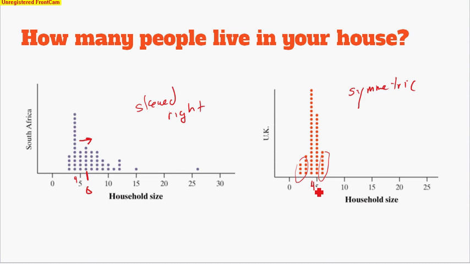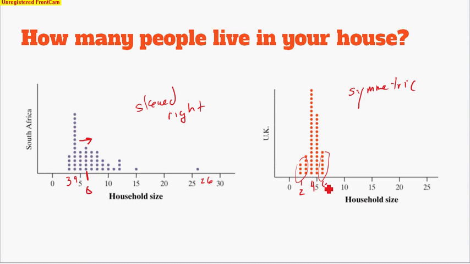I'm comparing their centers. Now let's talk about their spread. South Africa is clearly more spread out. They go all the way from a low of around 3 people to a high of 26 people. That's a big spread. The data is clearly spread out. Where in the United Kingdom, the data is very clustered together, looking like between 2 and 6 people. So it's very tightly compact and very, very much clustered there.